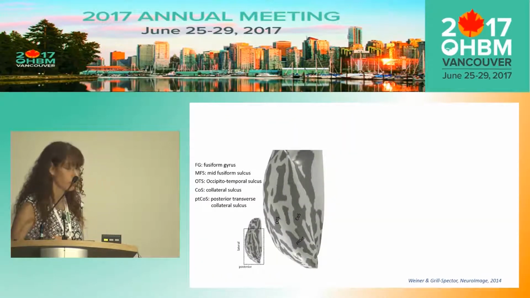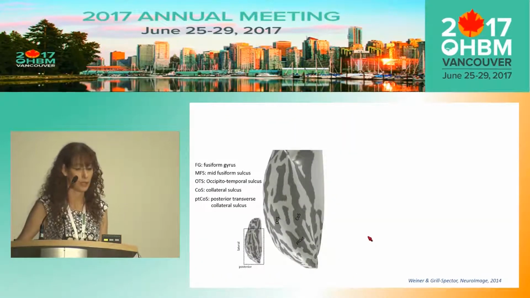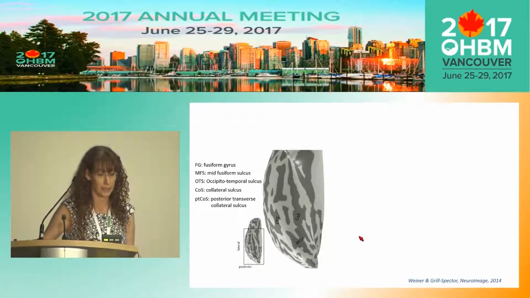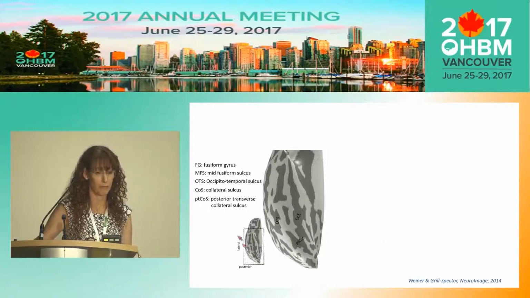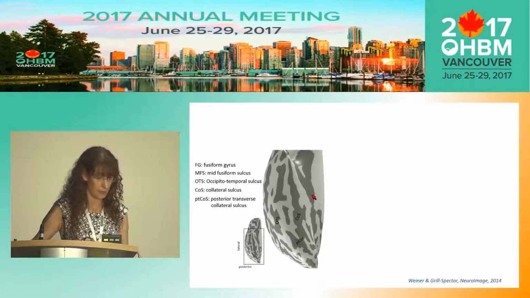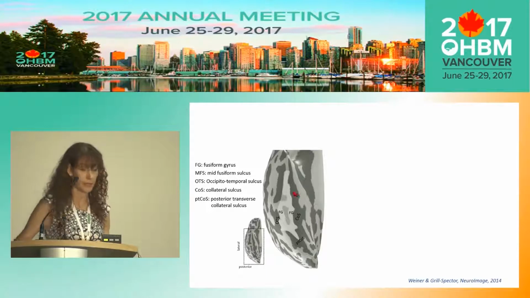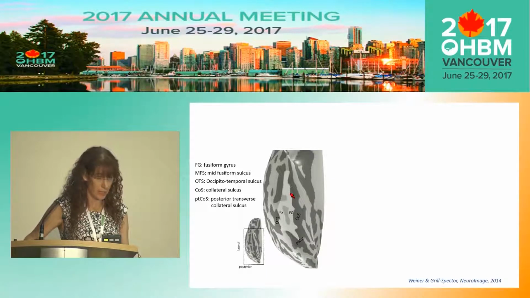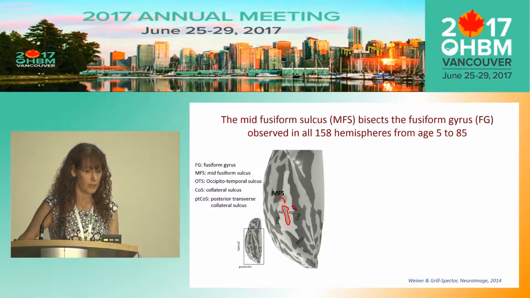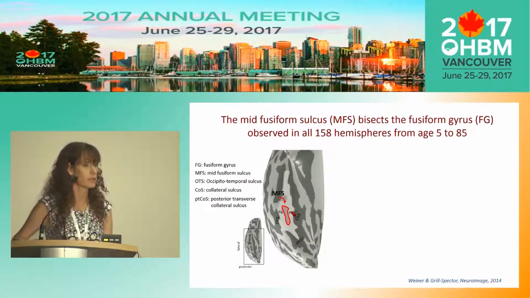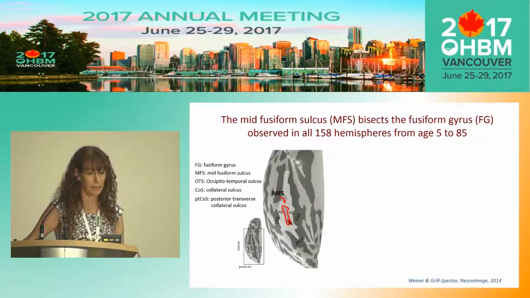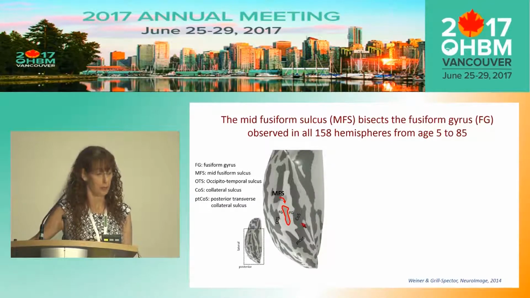Another anatomical structure of interest that I'd like to point your attention to is the mid-fusiform sulcus. This is now a ventral view of the brain. And in this ventral view, I'm going to highlight a gyrus that is one of my favorite gyri in the brain, the fusiform gyrus. This is particularly because it's a human-specific gyrus. Within the fusiform, there is a small sulcus called the mid-fusiform sulcus, illustrated here in red, and it bisects the fusiform into lateral and medial fusiform partitions.